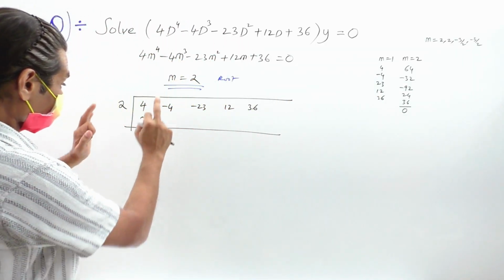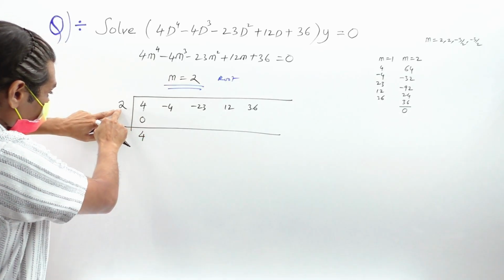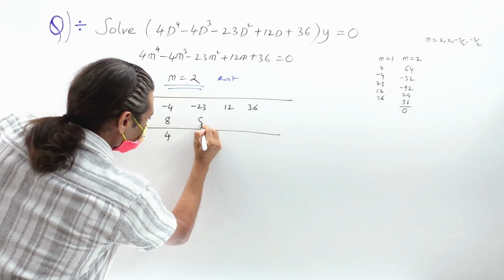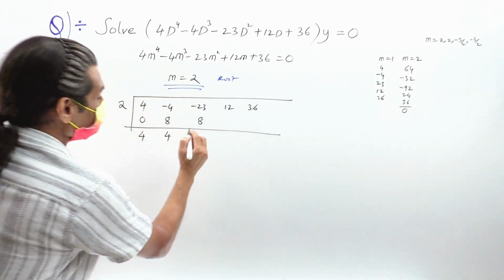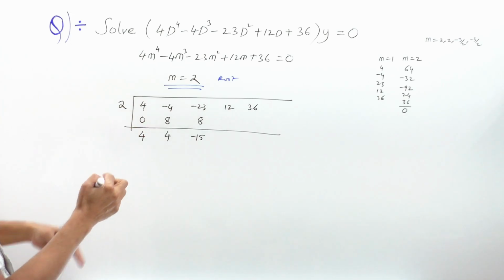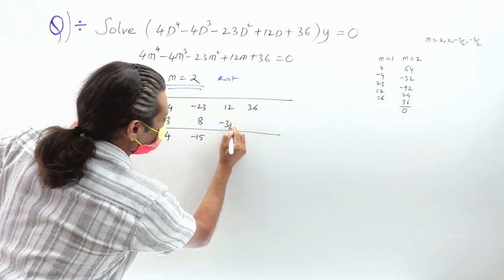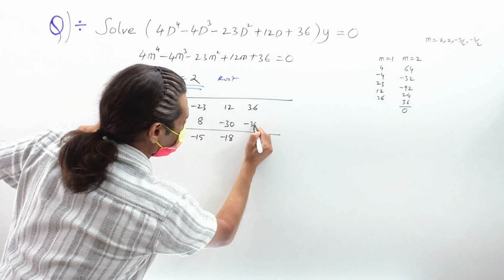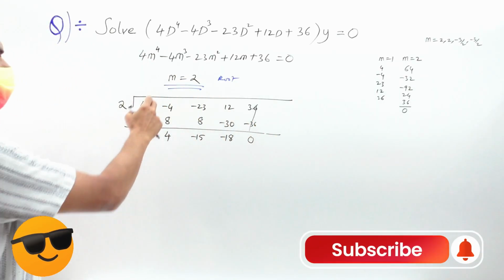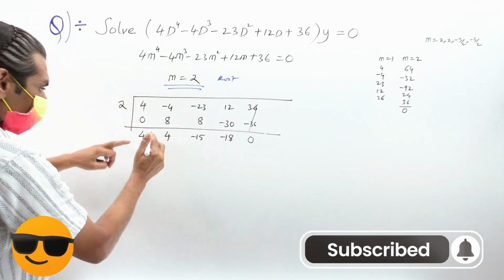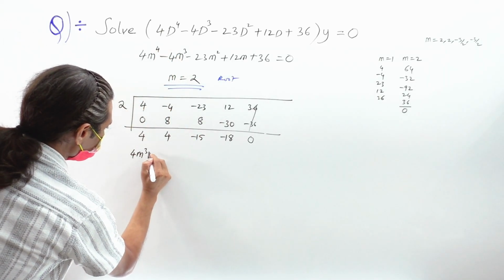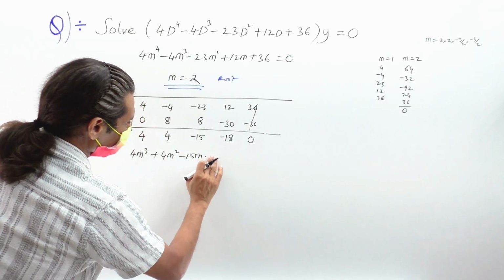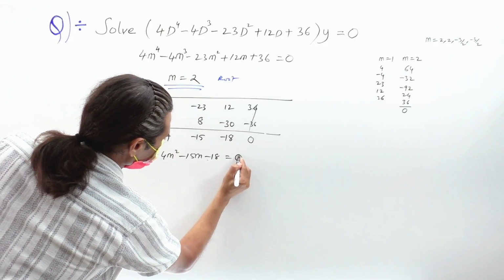Fine. Now, 4 plus 0, 4. Again, see, 2 4s are 8. Again, you are adding it. 8 minus 4 is 4. 2 4s are 8. Minus 23 plus 8 is what? Minus 15. Simple addition and subtraction. 2 into minus 15, minus 30. Again, minus 30 plus 12 is minus 18. 2 into minus 18, minus 36. They cancel to become 0. So we are left with m raised to 4 divided by m cube. So left here now: 4m cube plus 4m square minus 15m minus 18 is equal to 0.